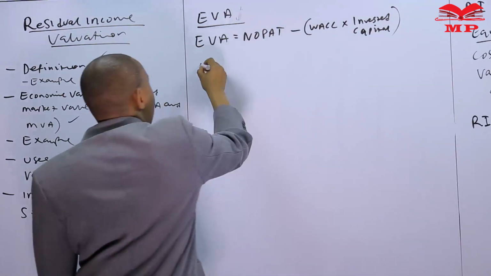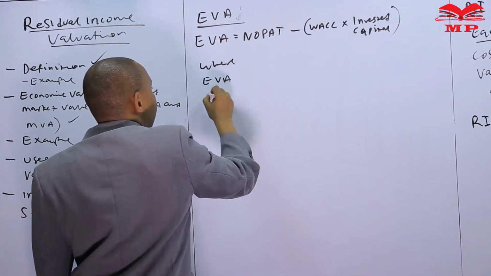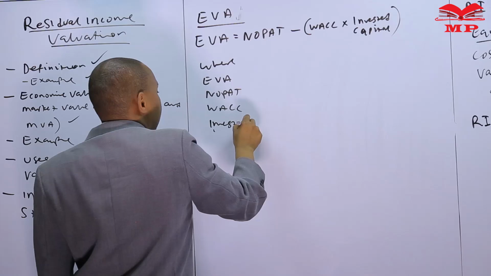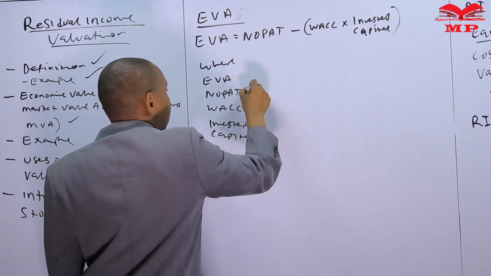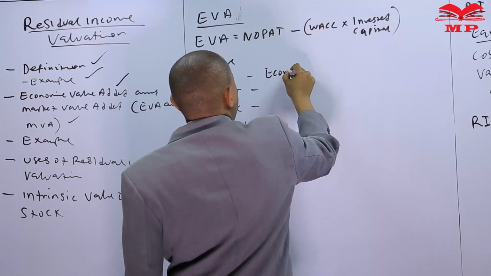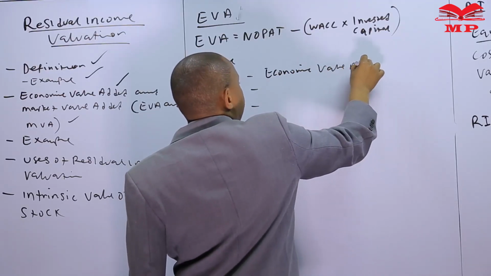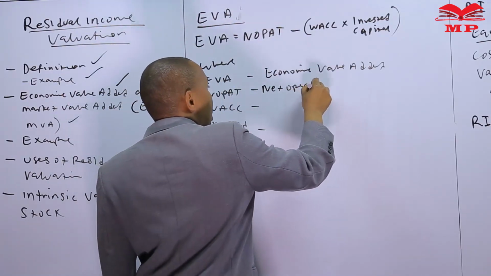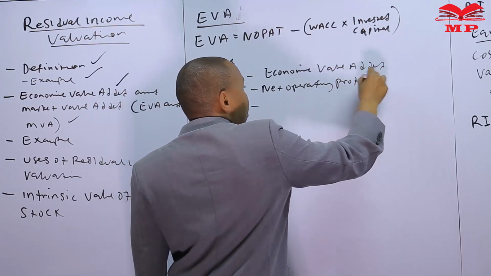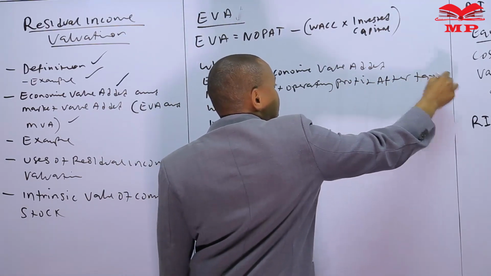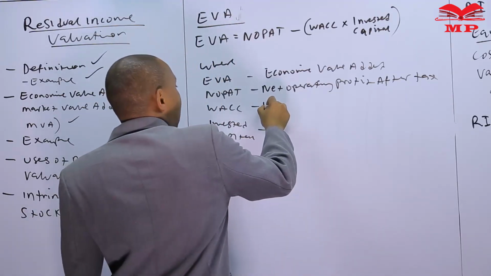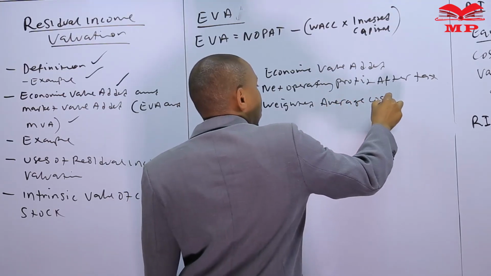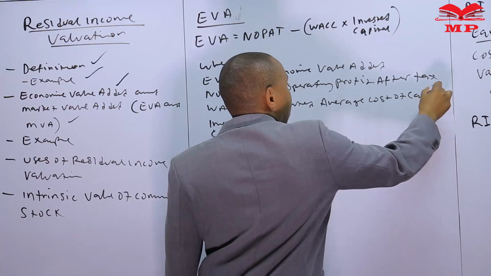Where EVA is economic value added, this is net operating profit after tax, then there is the weighted average cost of capital, and the invested capital.